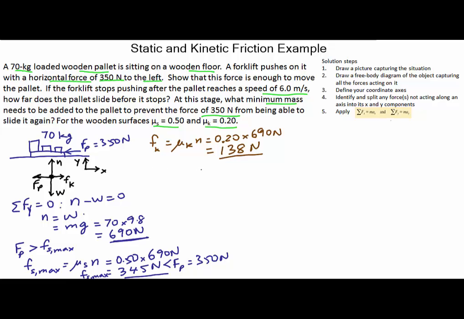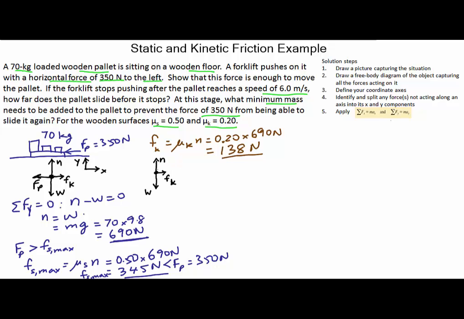So for the next step, the forklift has stopped pushing. So if I draw the free body diagram now, I still have the same weight, I still have the same normal force, and I have the static frictional force that acts to the right, and that's it. I don't have a pushing force anymore. That's gone. Move this over here to make some room.